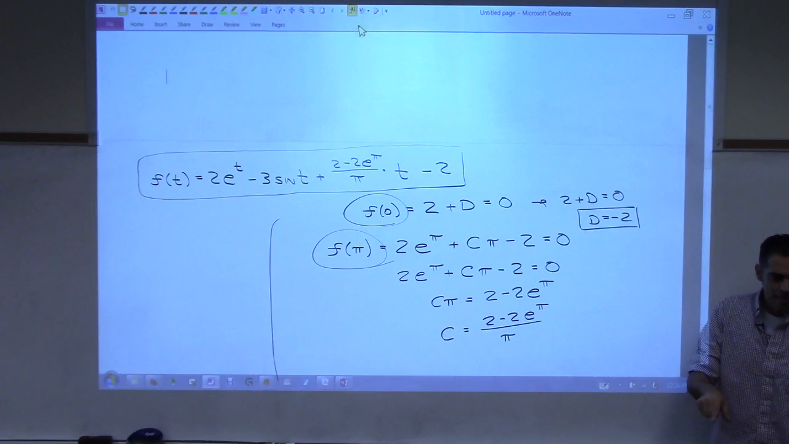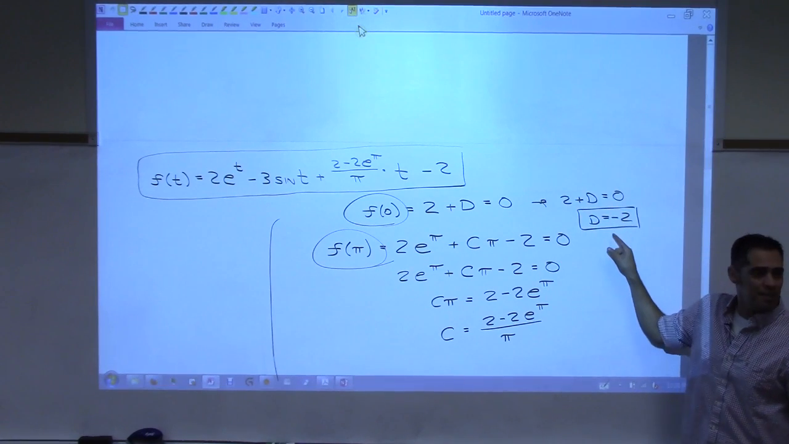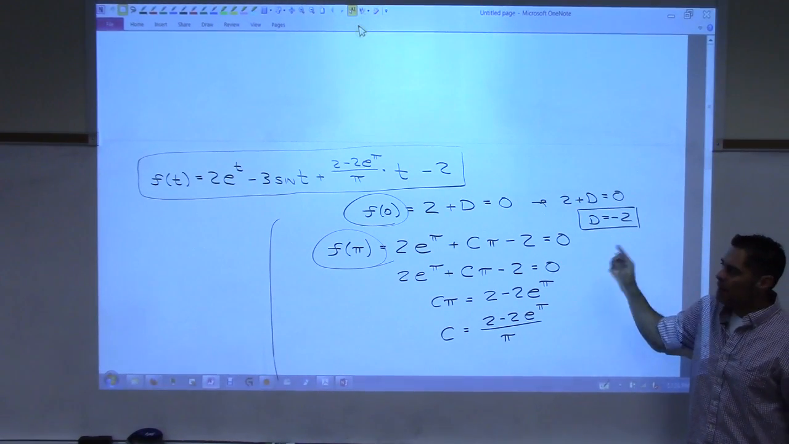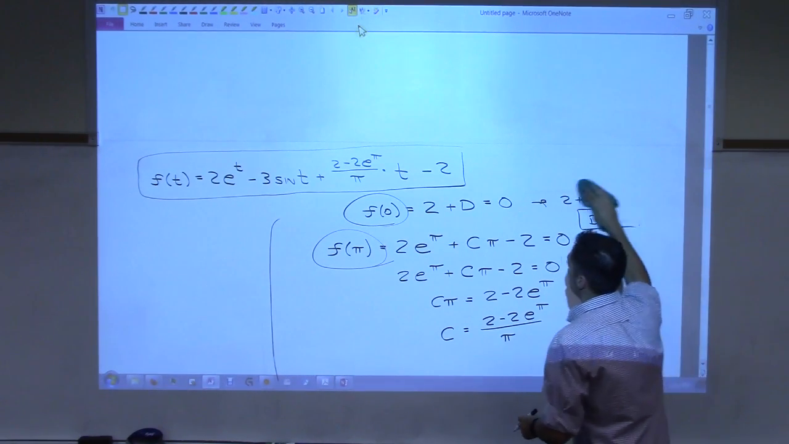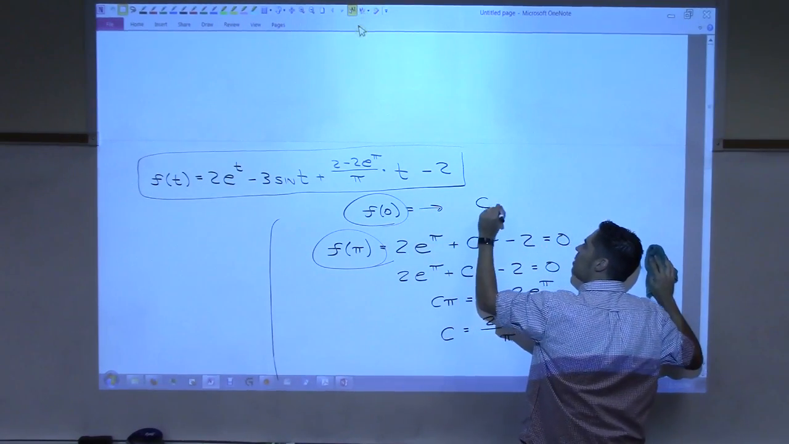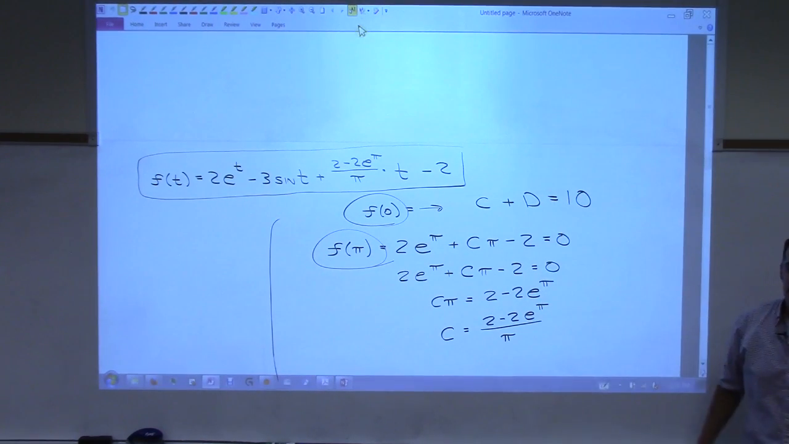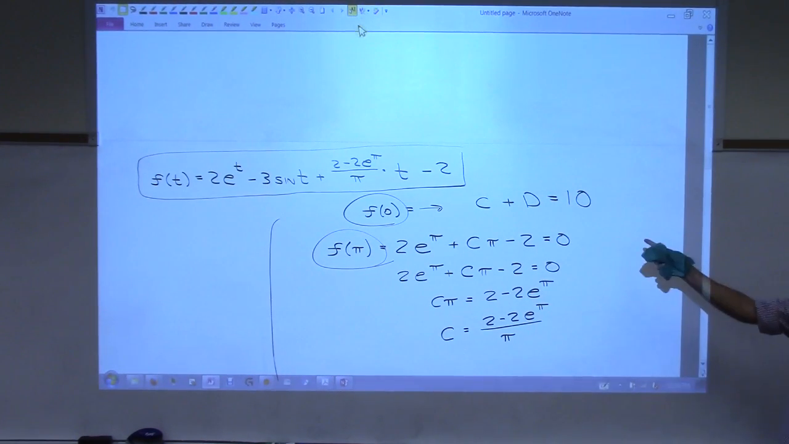There's going to be a problem within the homework where, when you plug 0 in here, see how we plugged in 0 and all we had was d? There will be a problem where when you plug in that first piece of information, you're going to have c and d. I'm just going to give you an example. You'll get an equation like that. You can't solve for c or d right now.